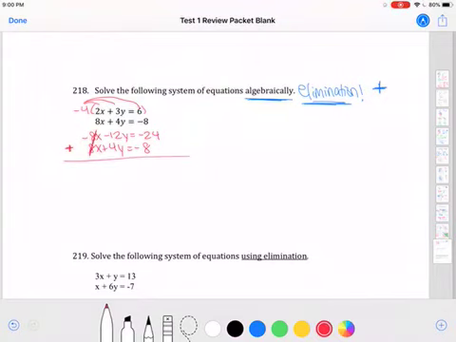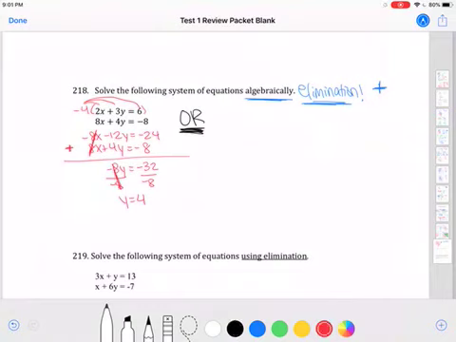Negative 8x plus 8x eliminate, which was my goal. Negative 12y plus 4y is a negative 8y. My equal sign comes down when I add my two equations together, and negative 24 plus a negative 8 is negative 32. That is a lot easier to solve. To get y by itself, I just divide both sides by negative 8, and I get that y is equal to negative 32 divided by negative 8, which is a positive 4. Okay, that's one way to find y.